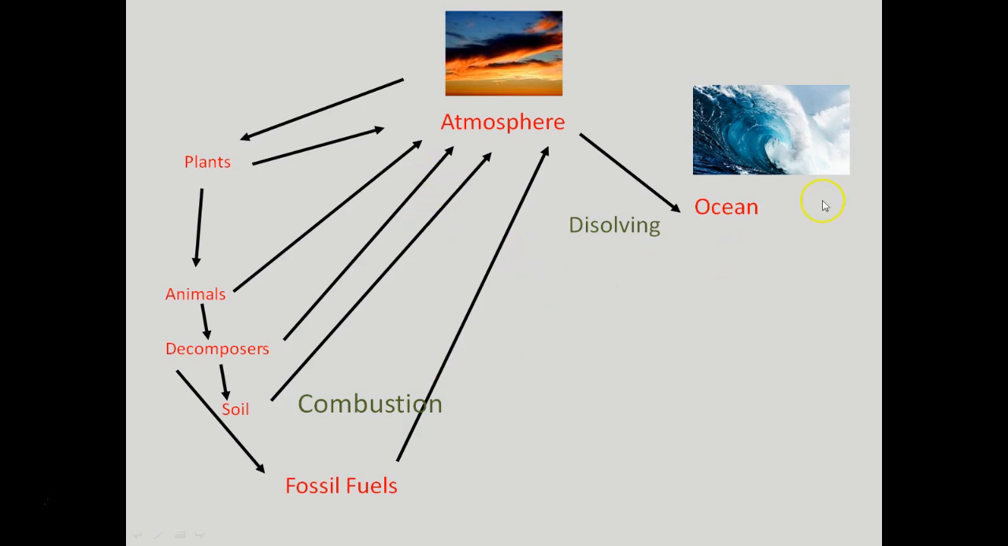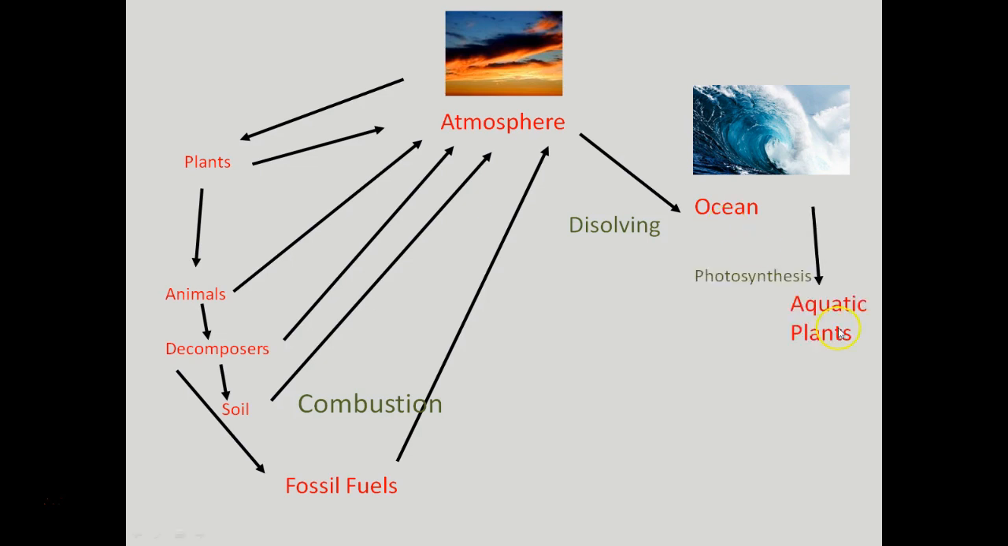A second method for removing a large amount of carbon from the atmosphere is that it will dissolve in the ocean. So carbon dioxide in the atmosphere will become carbon dioxide dissolved in the ocean, much like if you took salt and stirred it into water, it would dissolve. Carbon dioxide also does this. The amount of carbon dioxide that dissolves in the ocean is very temperature dependent. The colder the water, the more carbon dioxide that can dissolve.